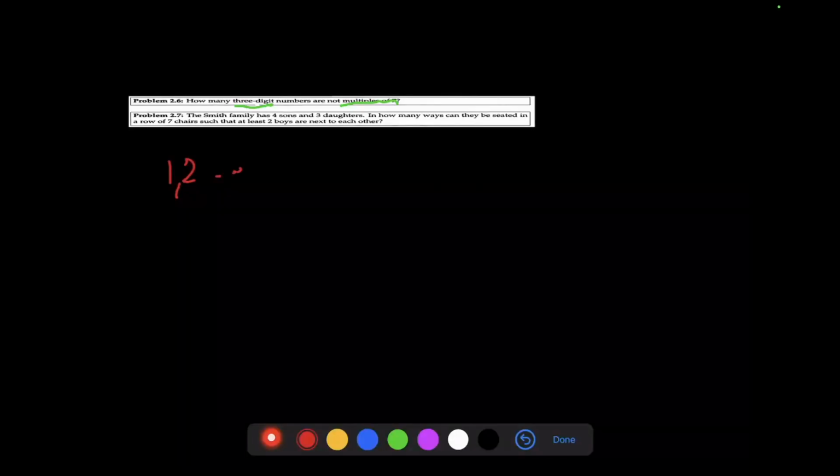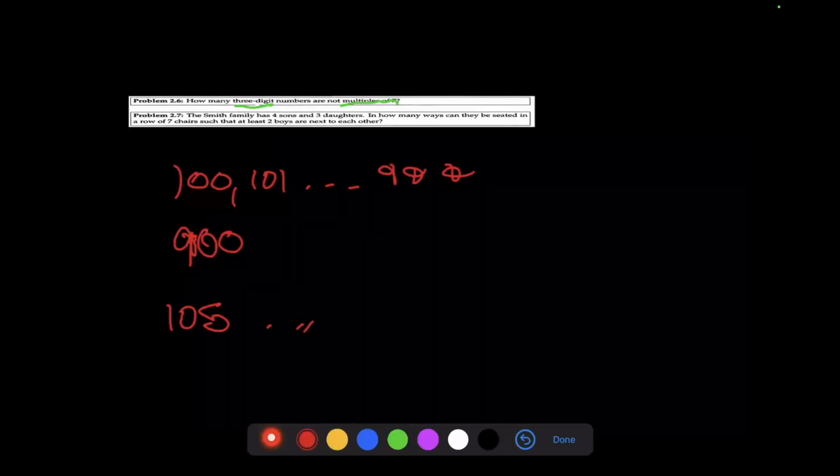Instead, we can count the total number of 3-digit numbers and take away the multiples of 7. How many total 3-digit numbers there are can be really easily counted in a list. You have 100, 101, all the way to 999, which is 900 numbers. Now, how many multiples of 7 are there? The smallest one is 15 times 7, which is 105. And the largest is 994.